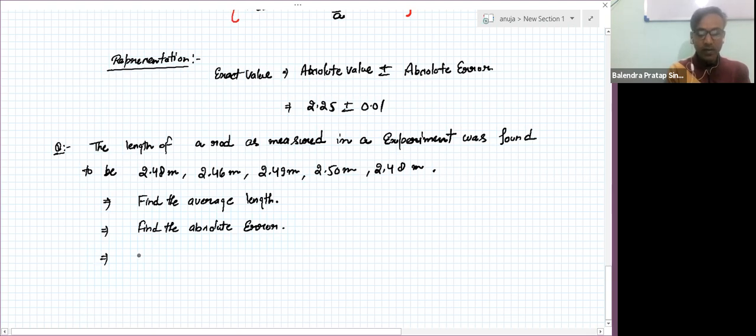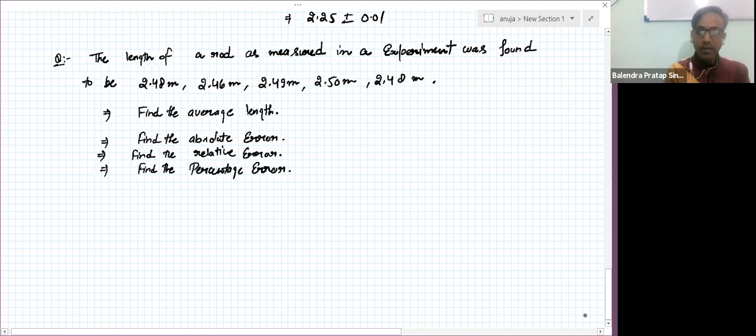Find the percentage error. And one more thing I'm adding: without finding that, we can't find the percentage error. So find the relative error. All the things will come in this problem.